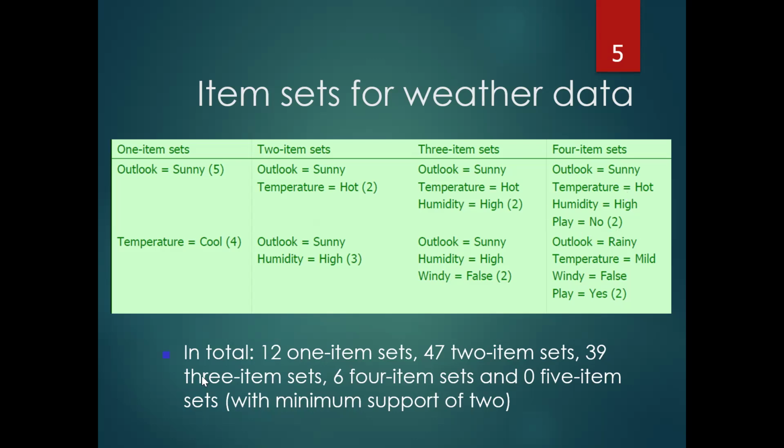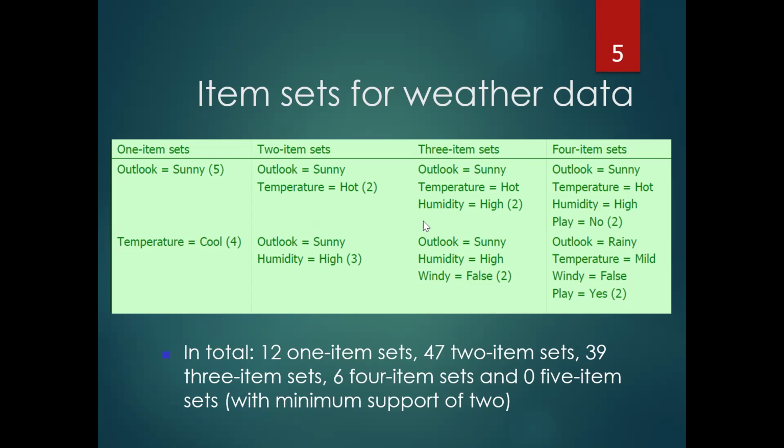So in total, with the minimum support of 2, at least 2 instances, here are the number of sets we are getting. We'll get 12 one item sets, 47 2 item sets, 39 3 item sets, 6 4 item sets, and 0 5 item sets. So this is the starting step, which means we first look at the items.